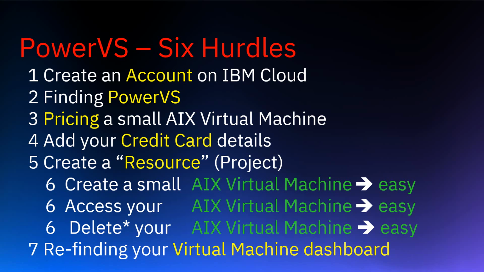Then you have to create this resource. It really confused me. I think of it as a project, a way of grouping virtual machines and getting separate invoices for them. Number 6 are the really easy bits: creating a virtual machine, accessing the virtual machine, and deleting a virtual machine couldn't be easier.